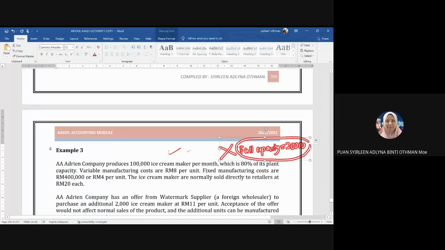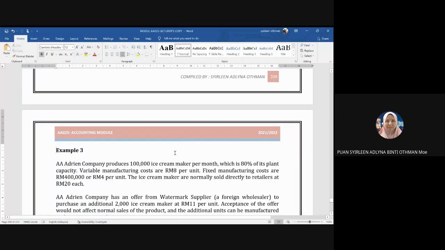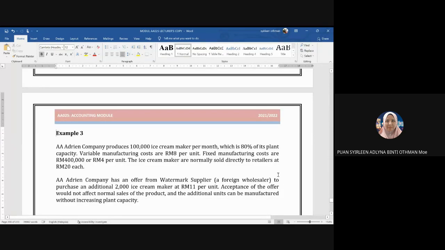Okay. So now kita tengok soalan. Okay, AA Adrian produce 100,000 ice cream maker per month. Dia bukan buat ice cream. Dia buat ice cream maker. It's a machine to make ice cream. Okay, so sebulan dia keluarkan 100,000. Dan dia inform dekat kamu 100,000 tu sebenarnya adalah 80% daripada plant's capacity. Maksudnya keupayaan keseluruhan kilang dan juga mesin baru mencapai 80% sahaja. Okay, that's the first information.